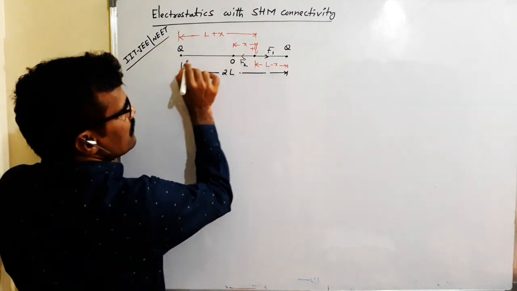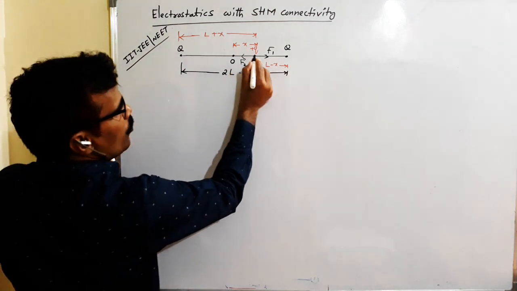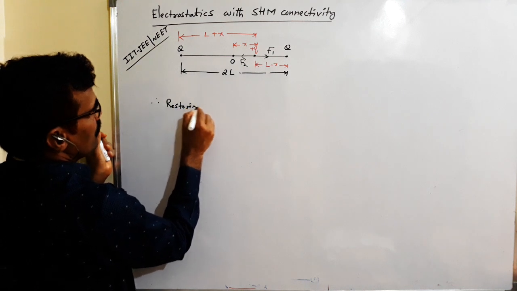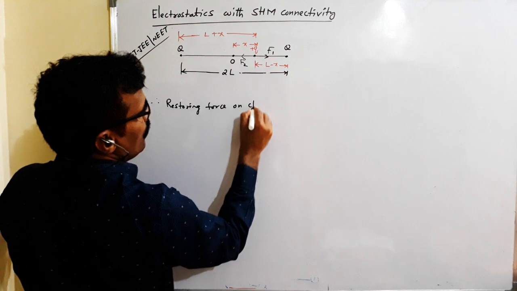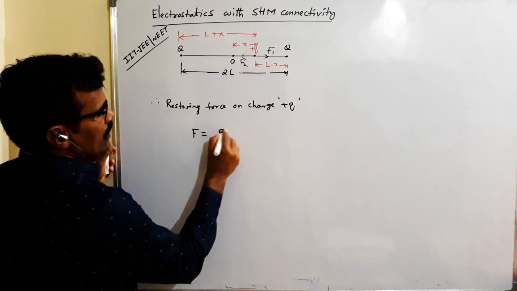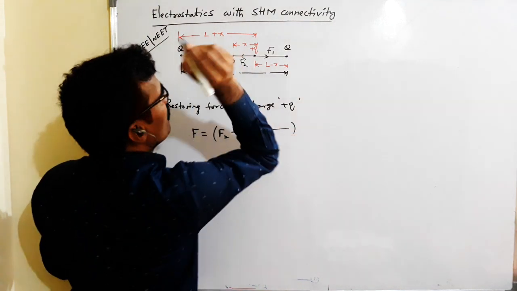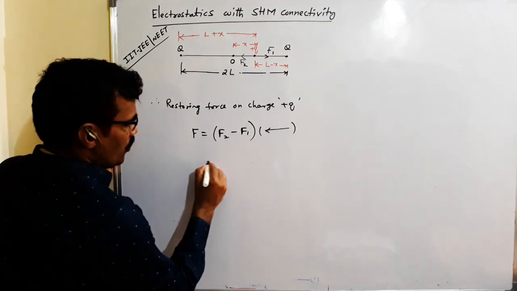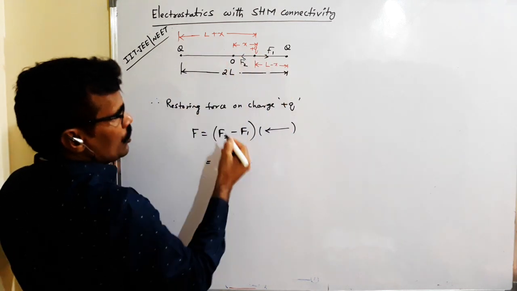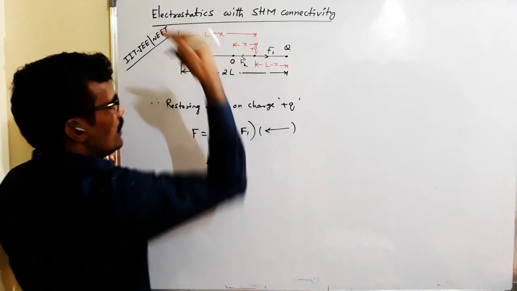Therefore, if q is displaced along the line joining them and released, what happens, sir? There is a restoring force acting on plus q. Therefore, the restoring force on charge plus q is F equal to F2 minus F1, towards the midpoint. So F2 minus F1 is towards the midpoint, that is, towards the mean position or equilibrium position. That's why the minus sign indicates towards the mean position.